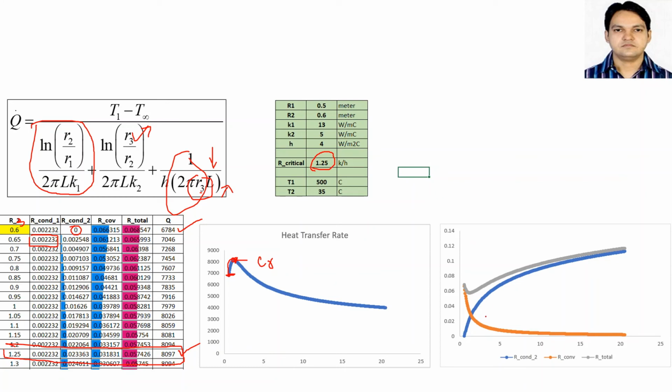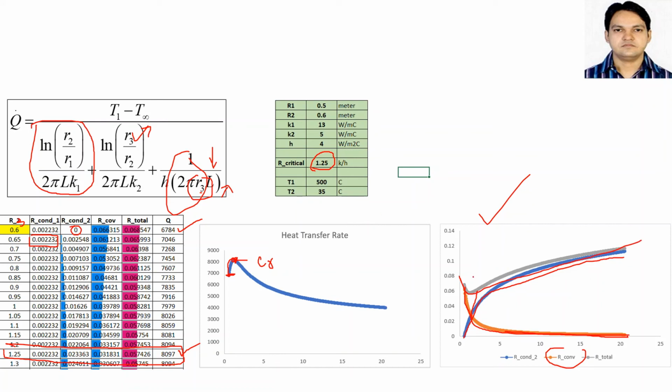So let us see this particular graph to understand what happens when you go on increasing the radius, R3, the insulation radius. The conduction resistance, the blue color line, shows that your conduction resistance is increasing as your radius is increasing. But what will happen with the convection resistance? R convection is decreasing, and the decrement approximately becomes linear. And the gray color line shows the total effect on total resistance.